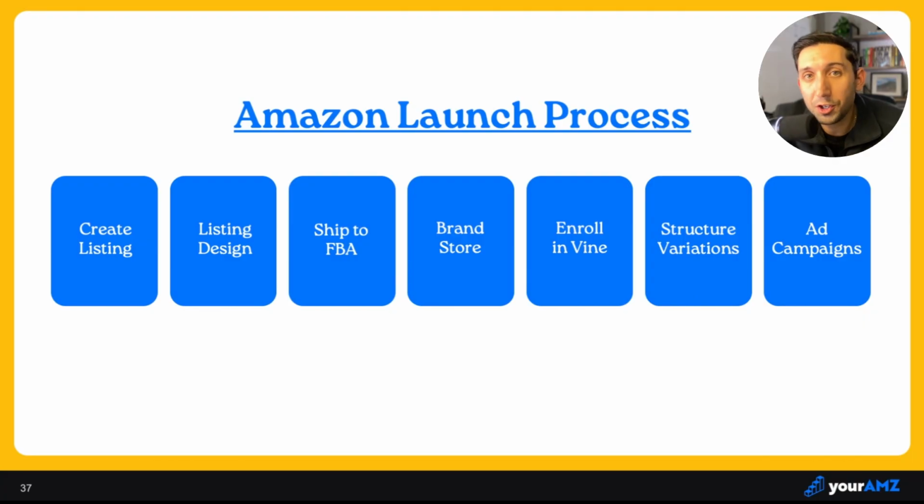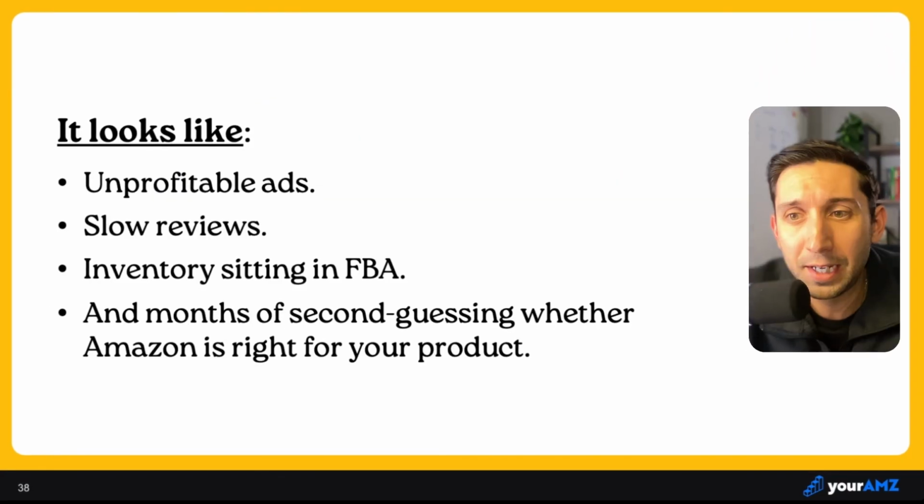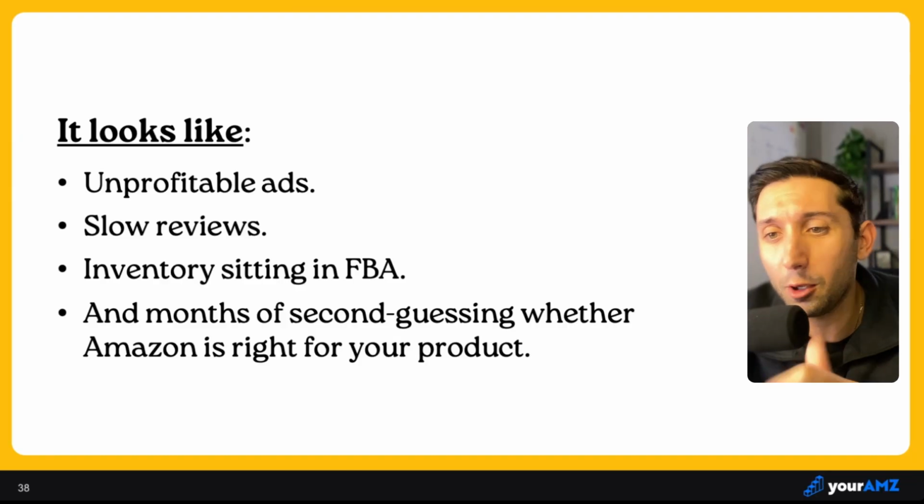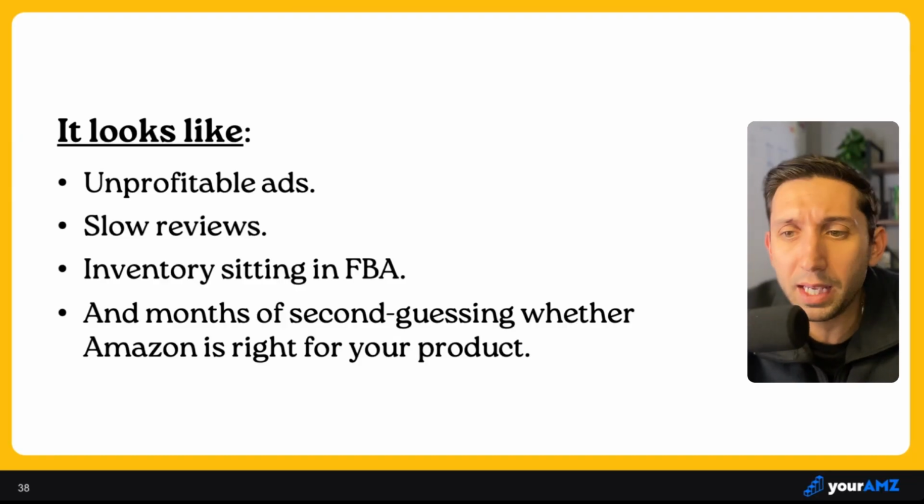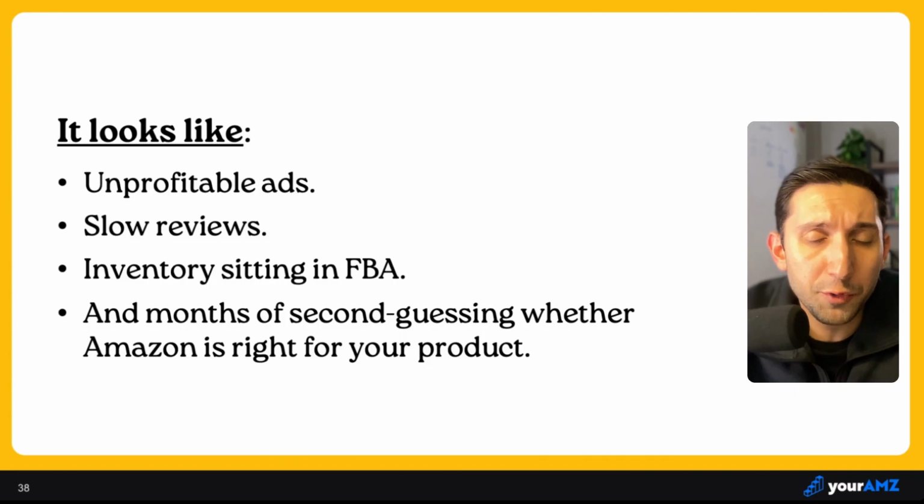So if you zoom out, launching a product on Amazon isn't about checking boxes. It's about the right sequencing. Creating the listing, designing the page, shipping your inventory to FBA, enrolling in Vine, setting up the variations, and then finally turning on ads. Every step, when done right, is protecting you from a specific expensive mistake. If you get this wrong, it usually doesn't look dramatic at first. It looks like unprofitable ads, slow reviews, inventory sitting at FBA, and months of second guessing whether Amazon is right or wrong for your product.